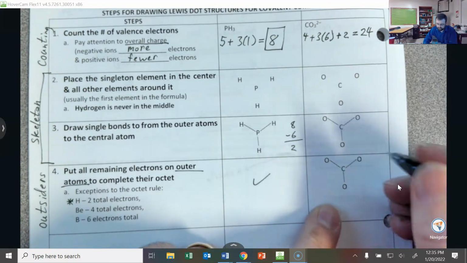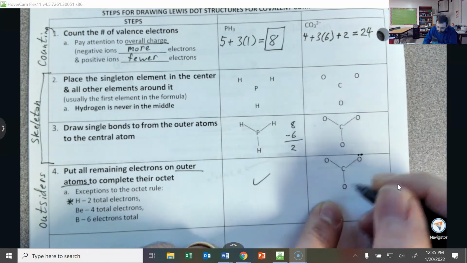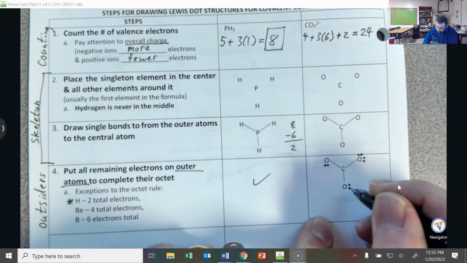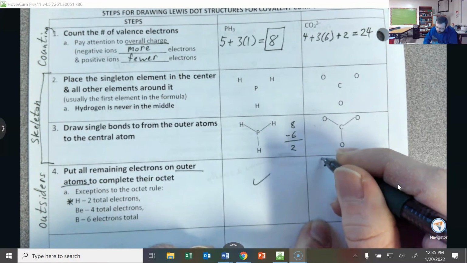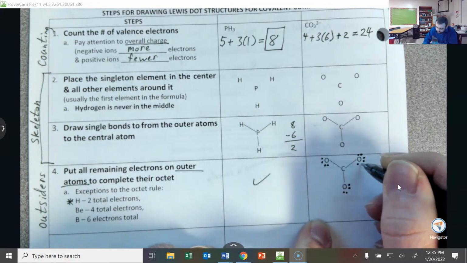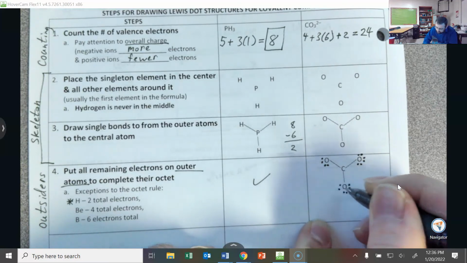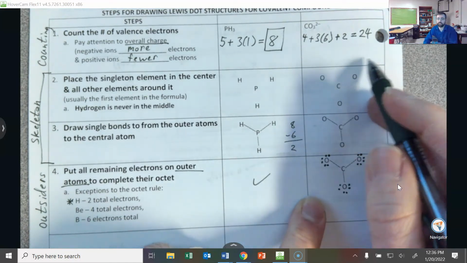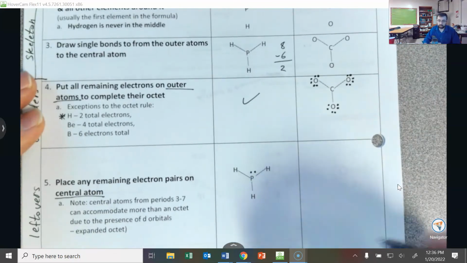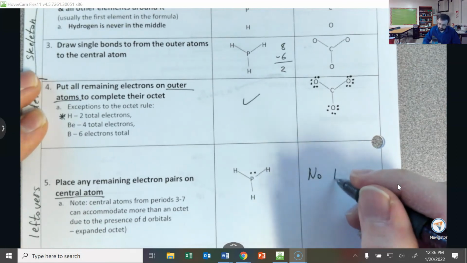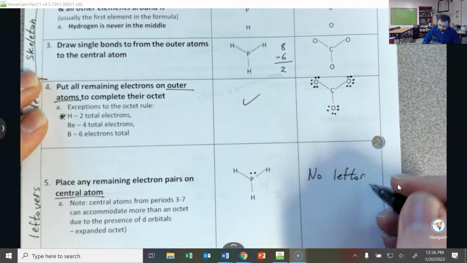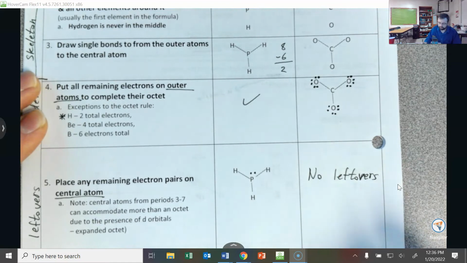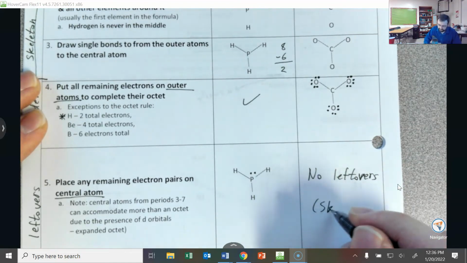Because oxygen, it's not an exception, it wants 8 valence electrons. So I have 2, 4, 6, 8, 10, 12, 14, 16, 18, 20, 22, 24. Now I used all 24 of the electrons, so that means that there are no leftovers. There are no leftovers, so that means that we're going to skip this step.